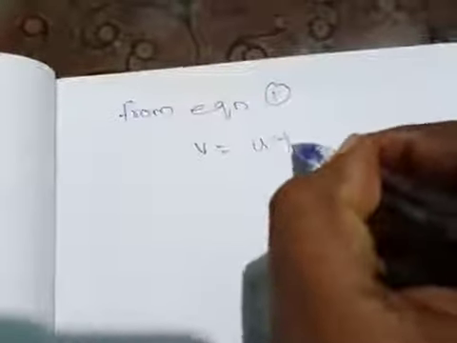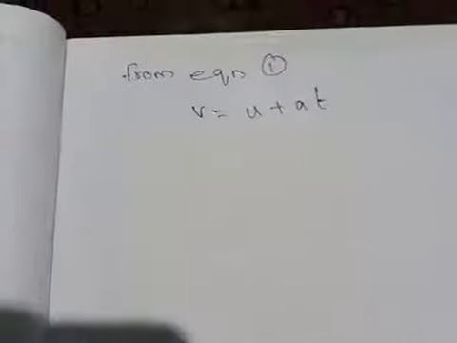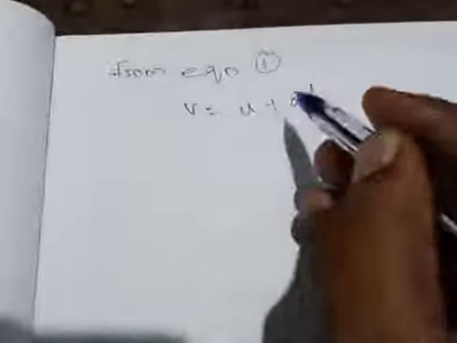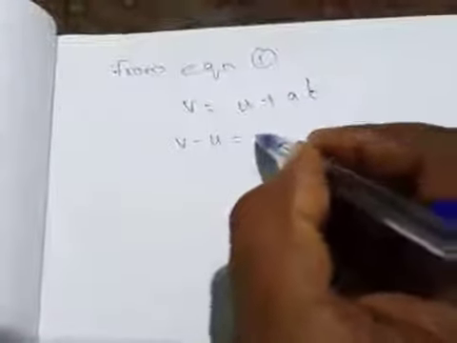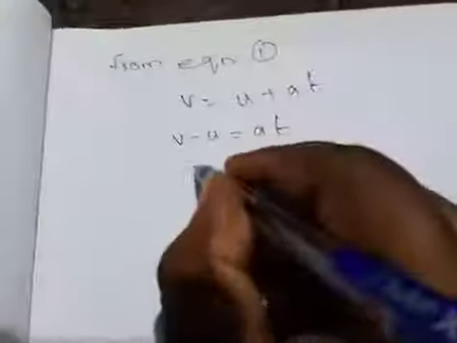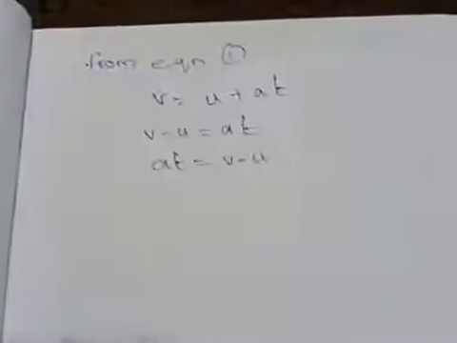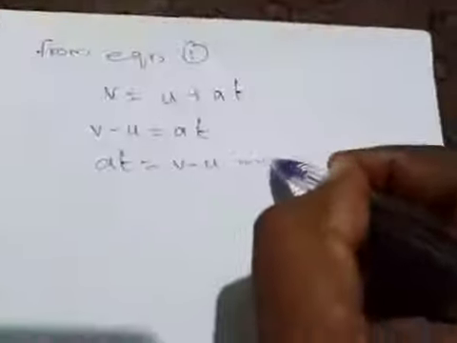Now for the fourth equation, we are taking equation 1. So from equation 1, v is equal to u plus at. Now from this equation, what I am doing is taking this u to this side. So v minus u is equal to at. So at is equal to v minus u. This is equation 8.